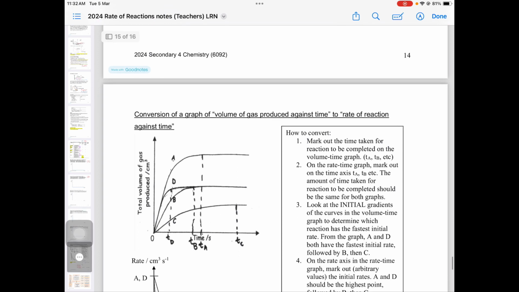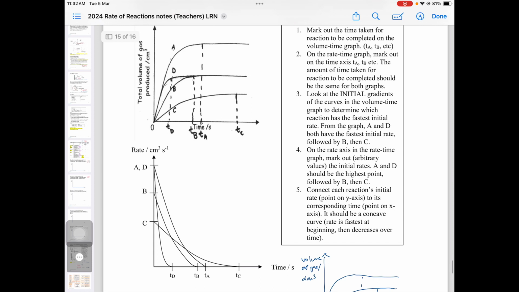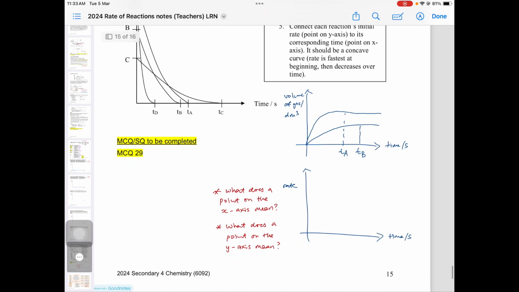One more part that I want to go through with you is this last thing here. If you are given a graph of volume of gas versus time, how do you then convert this to a rate time graph? This one that's given in the notes looks pretty complicated, so I have a simpler one for you here. I'll use this as an example.